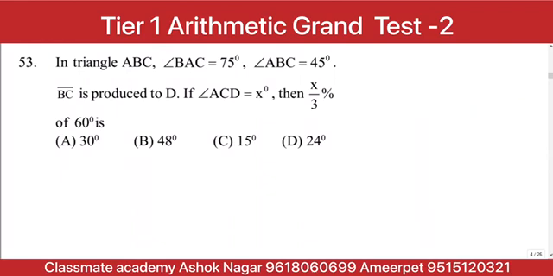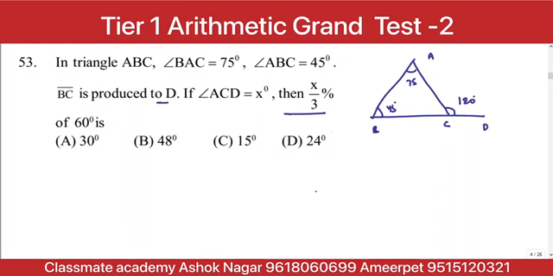In a triangle ABC, angle BAC is equal to 75 degrees. Angle ABC is equal to 45. BC is produced to D. Angle A is given as 75. Angle B is given as 45. And ACD, the external angle, is the sum of two opposite interior angles, that is 120. Then x by 3 is 40% of 60 degrees. 120 by 3 is 40. 40% of 60, 2400 by 100, is how many degrees? 24 degrees.